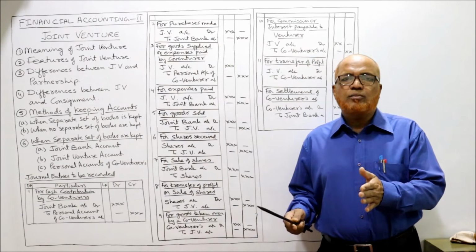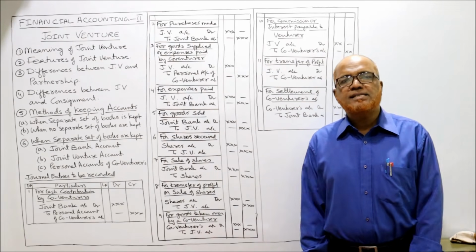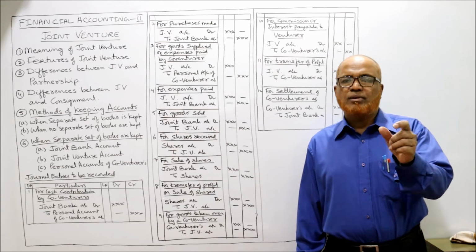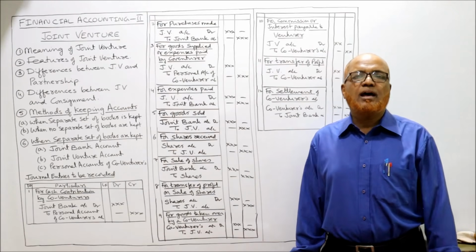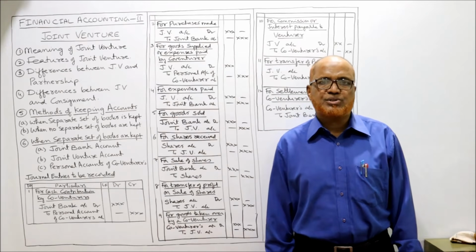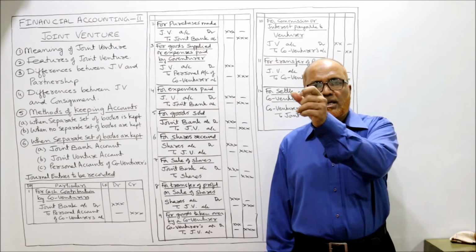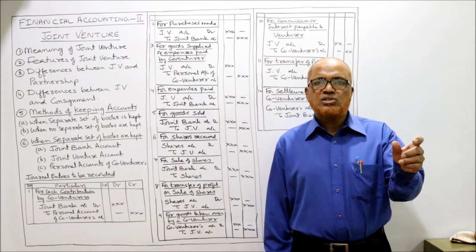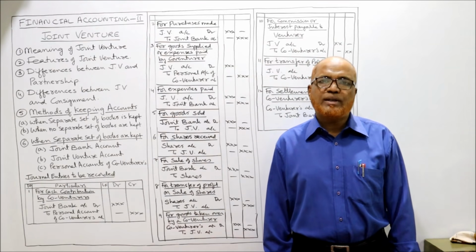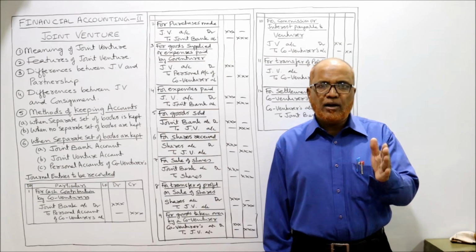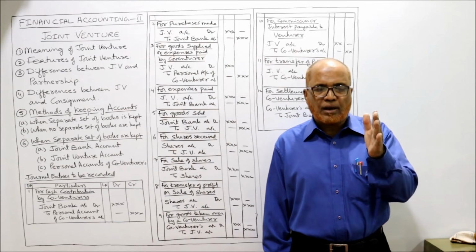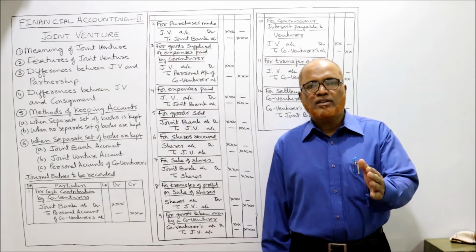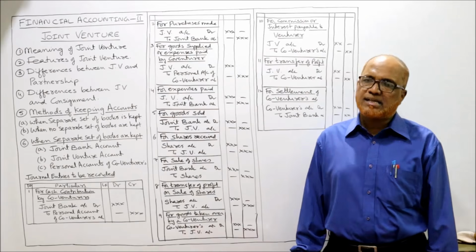If the credit side is more than debit side, we can say there is a profit on joint venture, and this profit on joint venture will be transferred to personal account of the co-venturers. If debit side is more than credit side, there is a loss on joint venture. This loss will be transferred to co-venturers account. So at the end of the contract, at the end of the completion of the venture, this account will be closed by transferring the profit or loss to the co-venturers account.